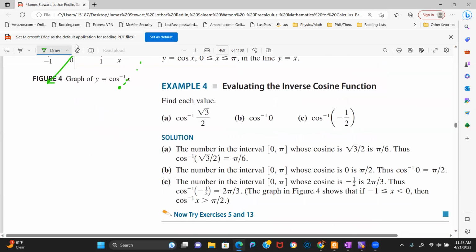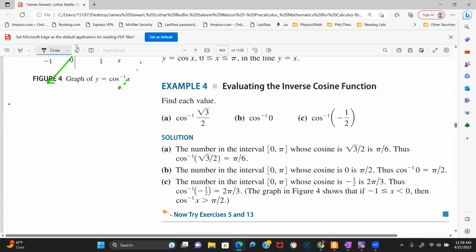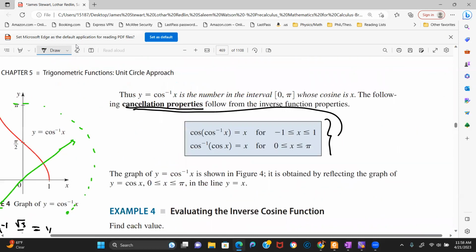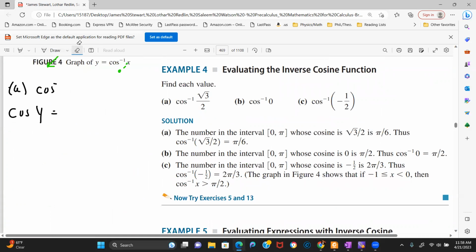So let's look at an example here. Let's do example A. So we want to find cosine inverse of root 3 over 2. So let's call it y, and whatever y is, it has to satisfy this equation right here. I should note something first.